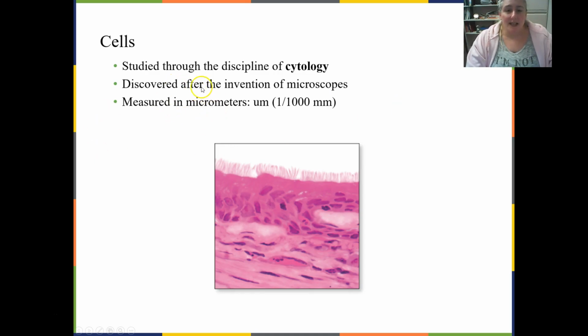So the study of cells is termed cytology, and we weren't able to study cells until we had microscopes. And so the discovery of the microscope actually didn't occur until the 1600s, late 1600s or mid 1600s, with Robert Hooke and then Leeuwenhoek, a little while after Hooke. They both made microscopes for different reasons.